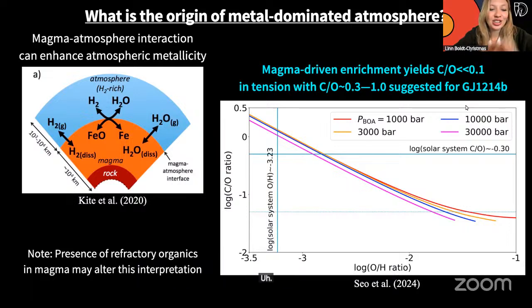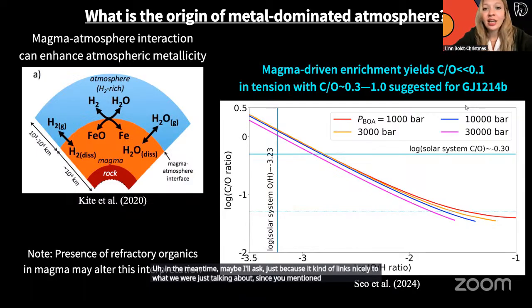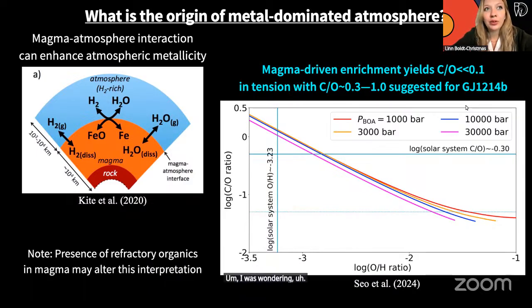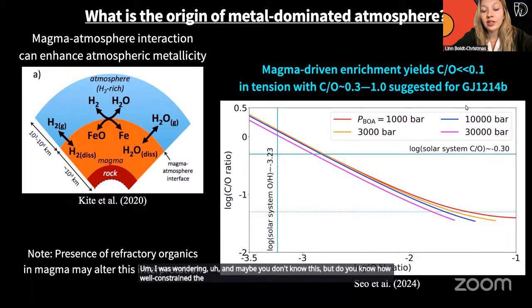In the meantime, maybe I'll ask, just because it links nicely to what we were just talking about, since you mentioned protoplanetary disk. I was wondering, and maybe you don't know this, but do you know how well constrained the age of the system is? Because if it's an M-dwarf star, I imagine the age constraint on the star is not great, if you're thinking about formation processes.